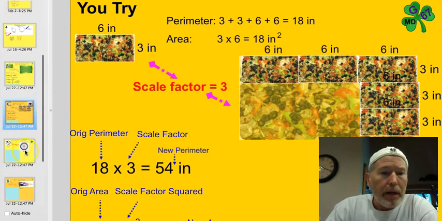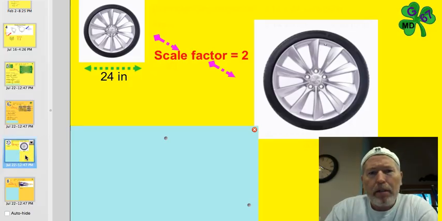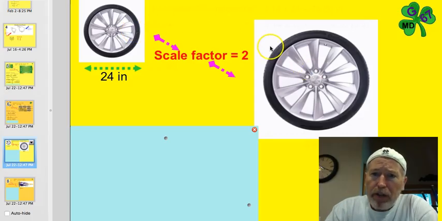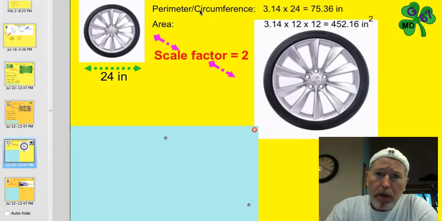Nice work. All right. Yeah, but would it possibly work with wheels or with circles? Well, let's think about it. We've got this wheel here with a 24-inch diameter. And we've got a scale factor of 2 on this one. So let's just go ahead and figure out what the perimeter, which we call the circumference when it's a circle, and what the area is.